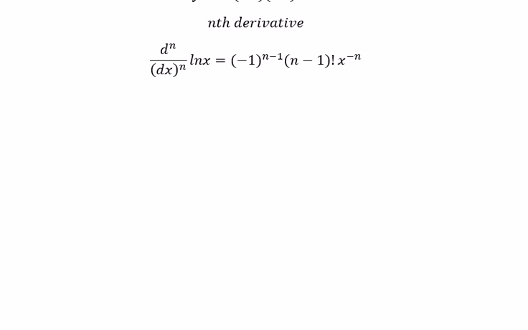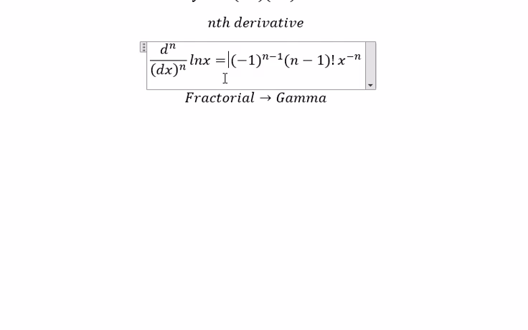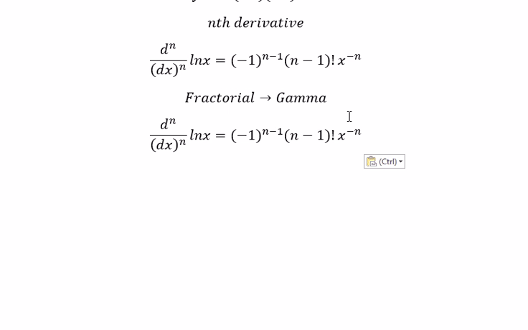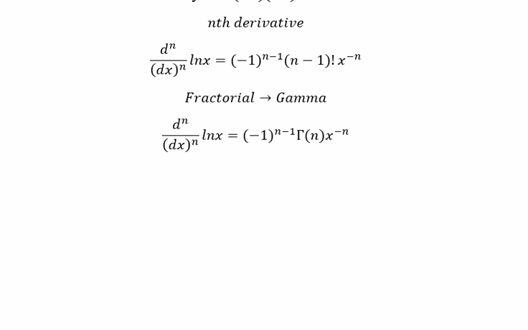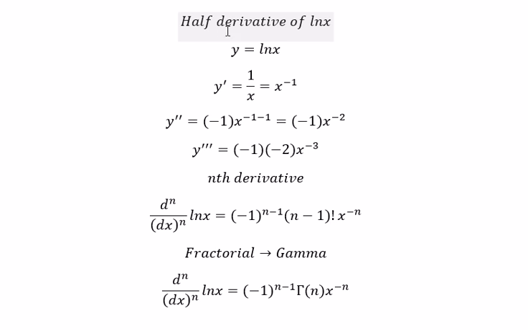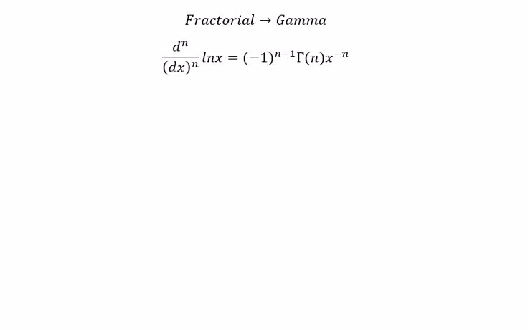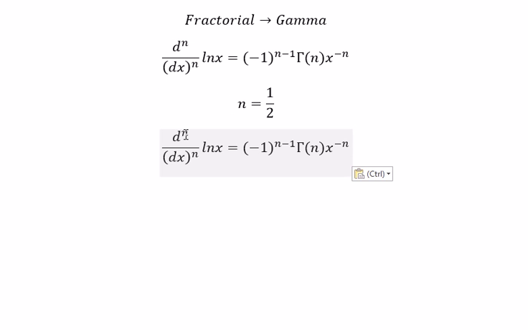Now we need to change the factorial into gamma. For this situation in here, we change it to gamma of n. Next, because we want to find the half derivative of this one, we just put n equal to 1 over 2. We put 1 over 2 in here.